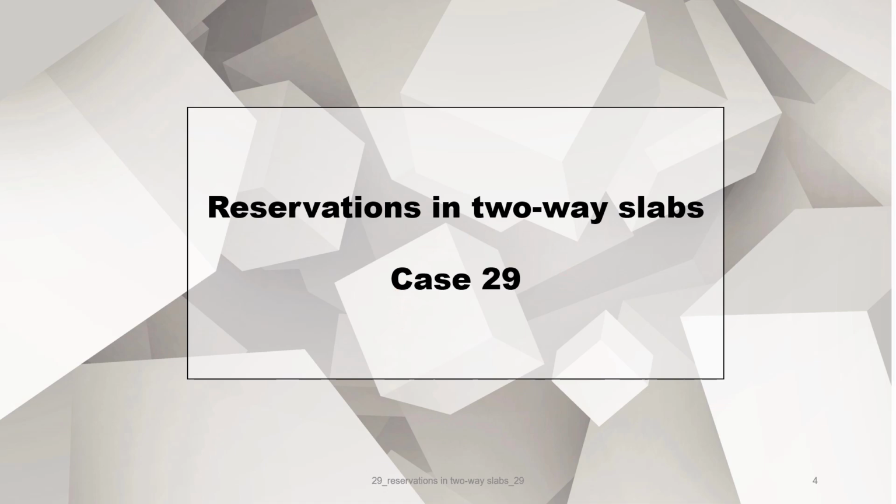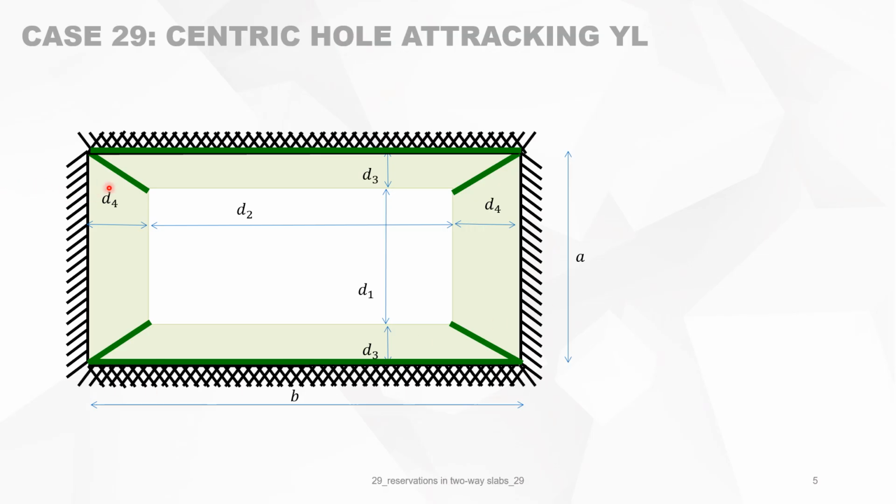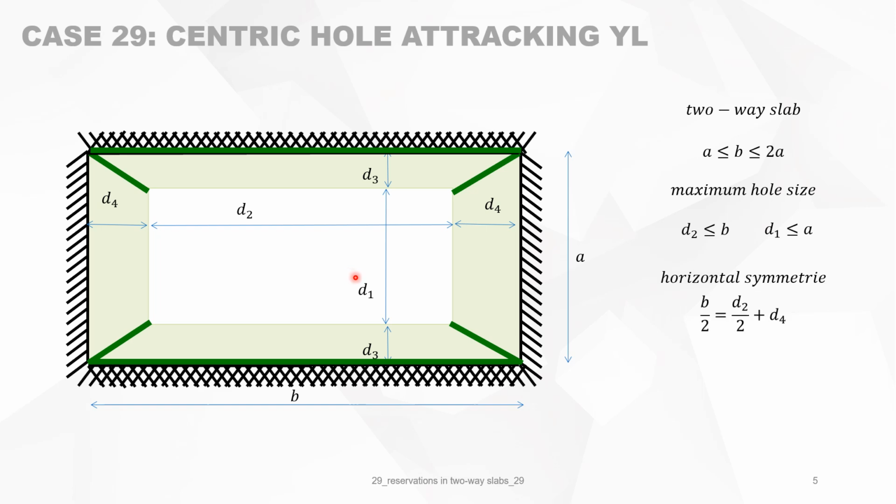So we have now case 29, which is a centric reservation, centrically placed into the slab and attracting the yield lines, just to show how it can be calculated. So the angle of the yield line is not following the 30, 45, 60 rule. Because it's a two-way slab, B must be between A and 2A. The maximum size of the reservation, of course, B2 must be smaller than B and B1 smaller than A.